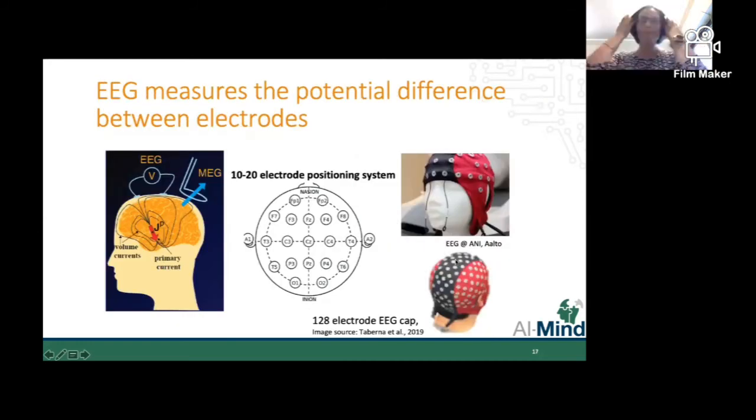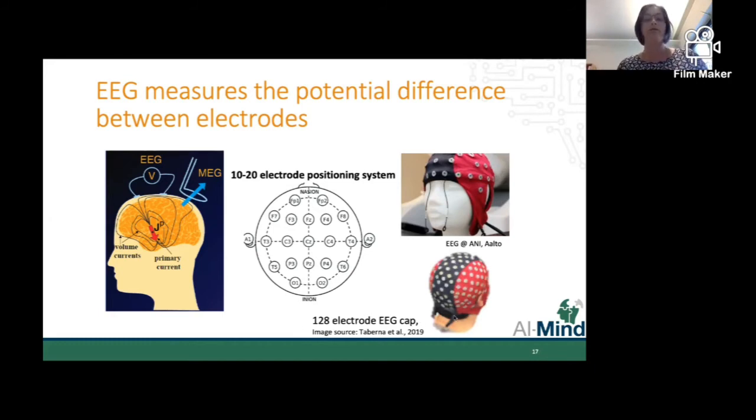So what about EEG? With EEG, we use electrodes that are attached to the surface of the scalp, and we try to get good conductance between the scalp and our electrodes. I show here a couple of EEG sensor systems, a cap with, I think, 64 electrodes, and then a higher density cap with 128 electrodes.